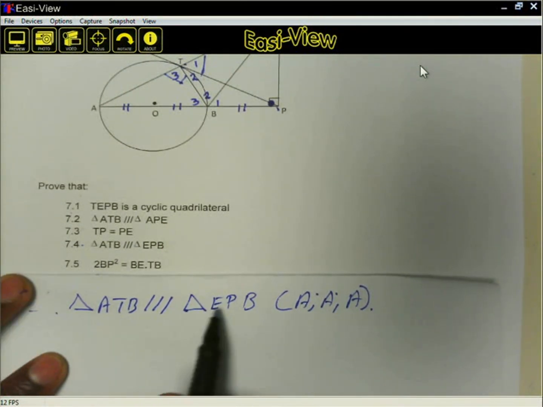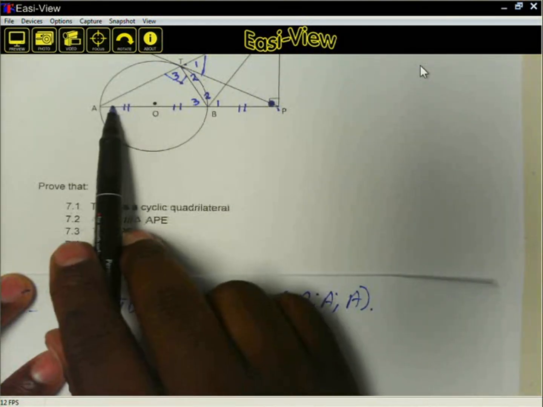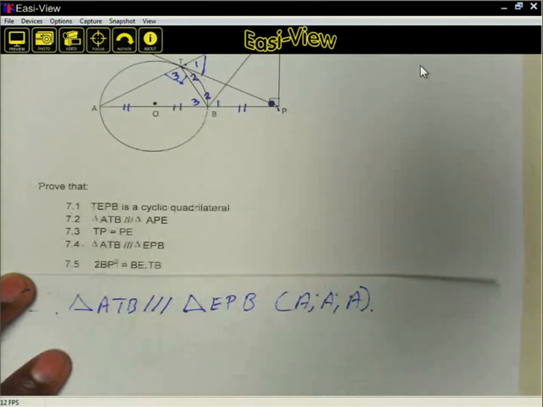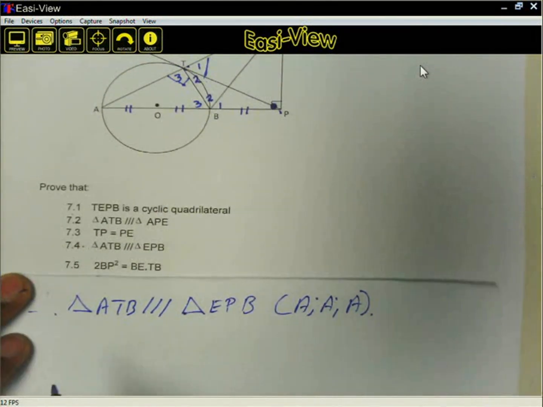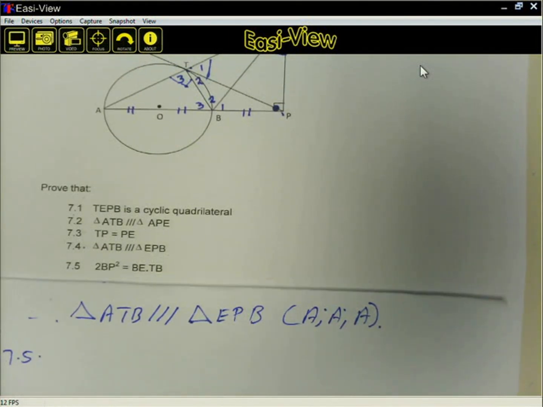Why do we say the two triangles are similar? We've talked of angle T3 equals 90, angle A equals E1, angle B3 equals angle B1. So they are equiangular. 7.5: prove that twice BP squared equals BE multiplied by TB.